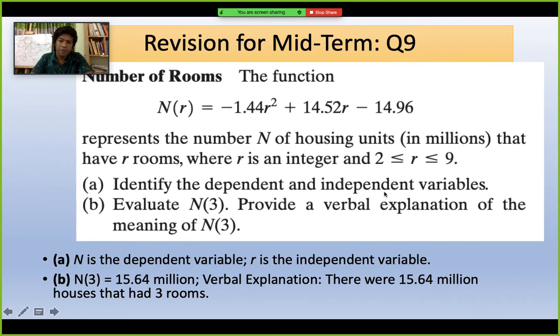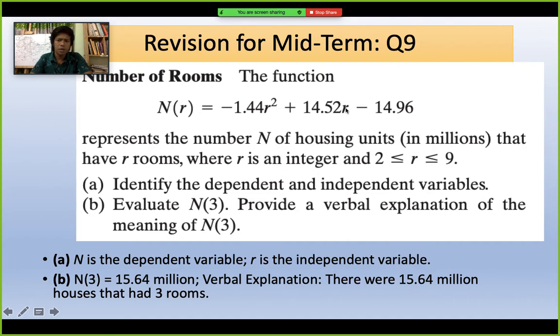Identify the dependent variable and independent variables. So what is a dependent and independent variable? The independent variable is like the word independent, which means it does not depend on others. They have their own thing. They do not have to listen to others. They are the independent.